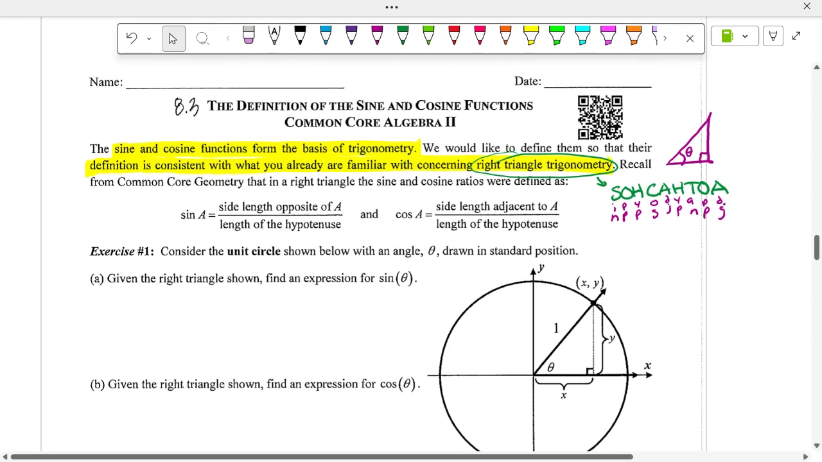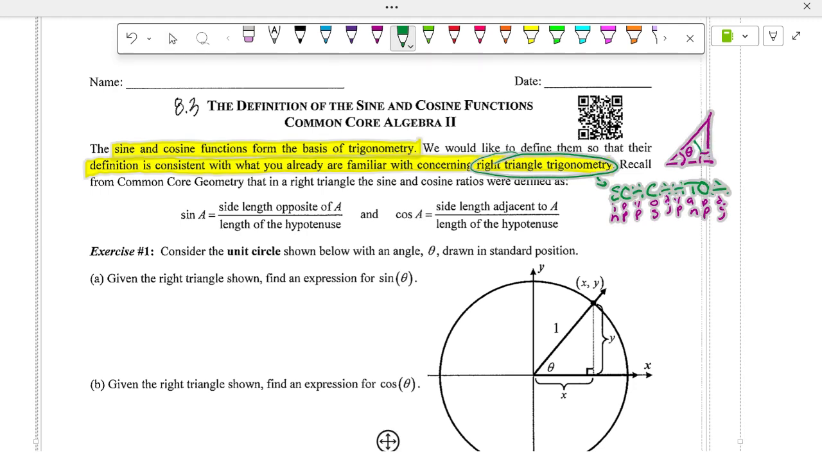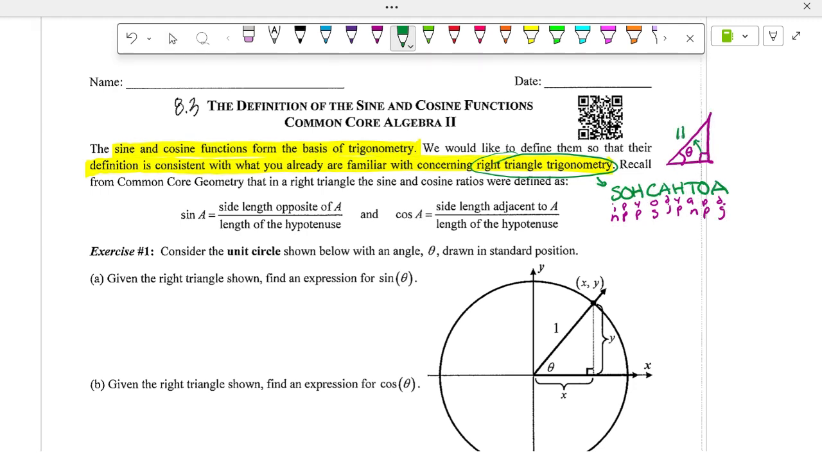I always tell my Math 2 kids, the easiest ones to find are the opposites and the hypotenuse. Because the hypotenuse is always across from the what? The hypotenuse is always across from the 90-degree angle. So that's hypotenuse. The opposite side is always across from the reference angle or theta. So this would be opposite. And then adjacent is just the side we have left over.